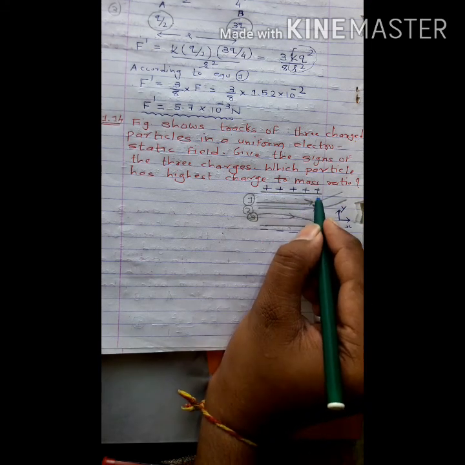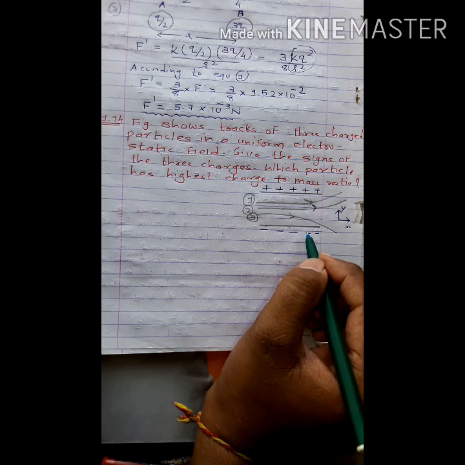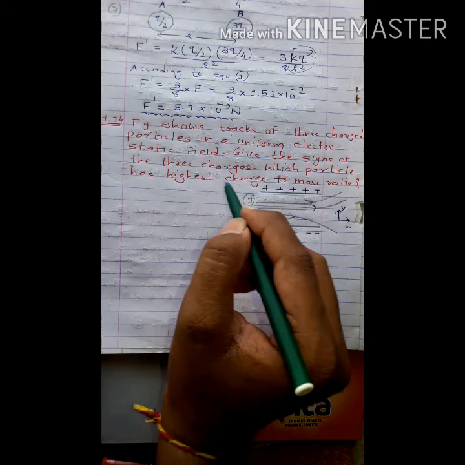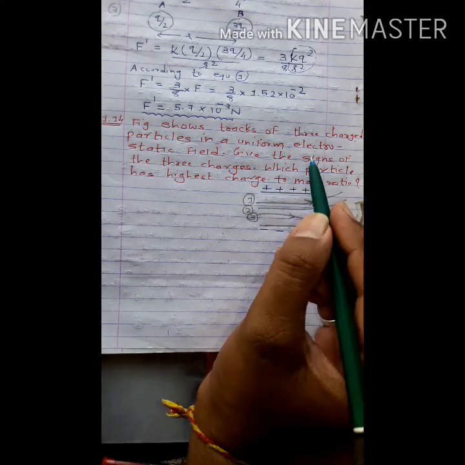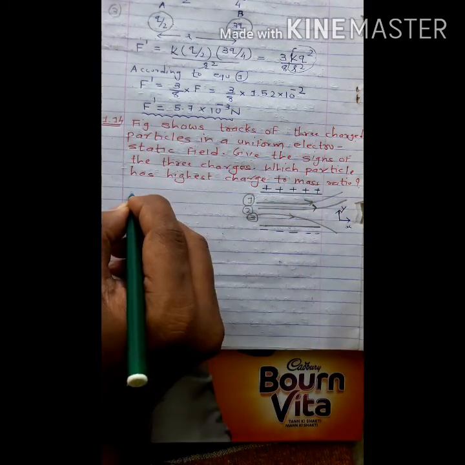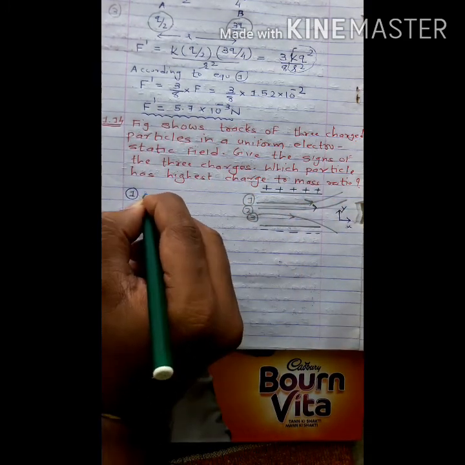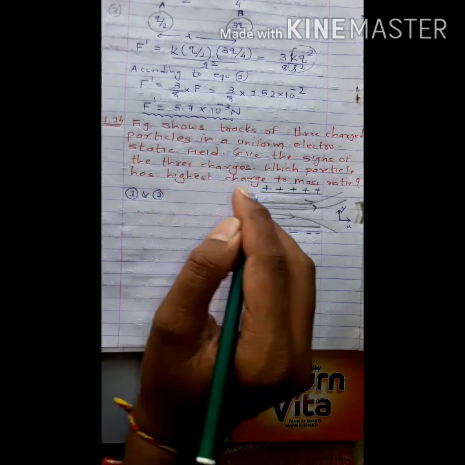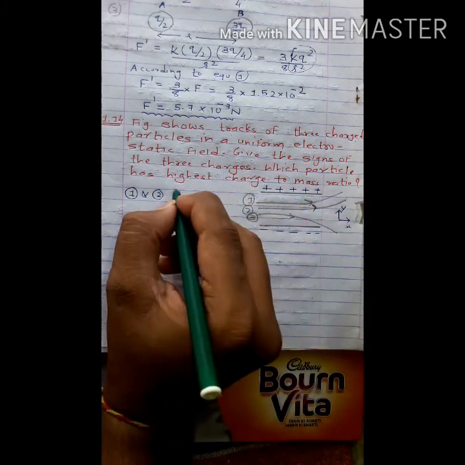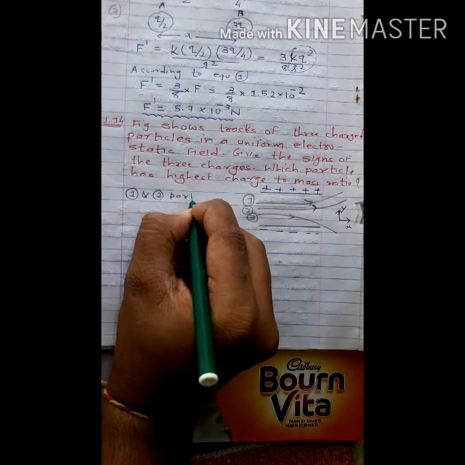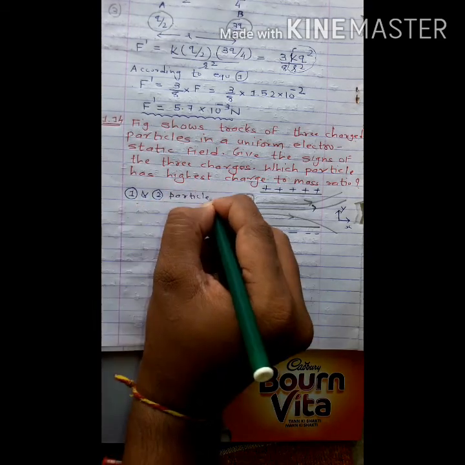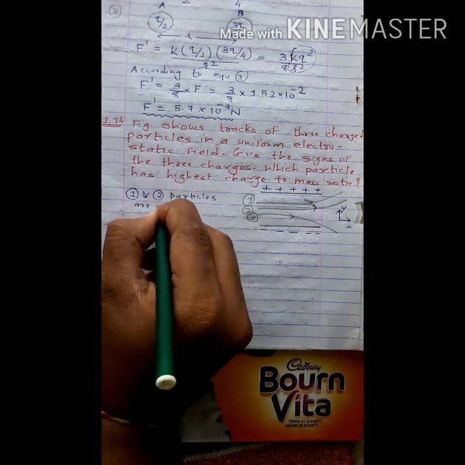This is our positive charge plate and this is the negative charge plate. Give the signs of the 3 charges, and which particle has the highest charge to mass ratio. First of all, we decide the sign of these 3 charges. As shown in the figure, the first and second charges both move towards the positive plate, and this is possible if the first and second particles are negative particles.